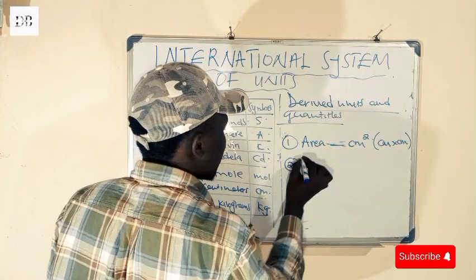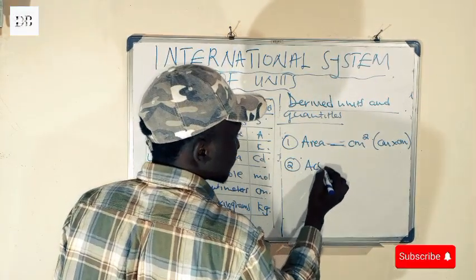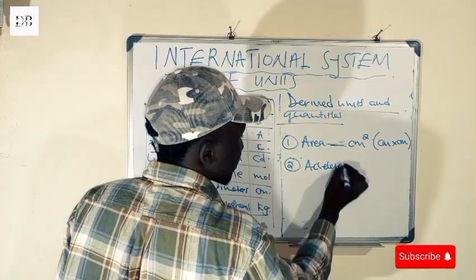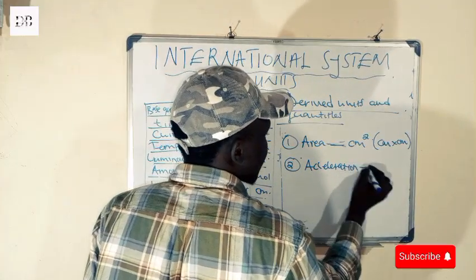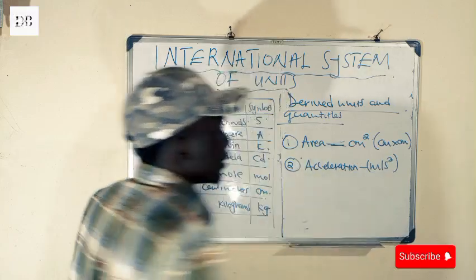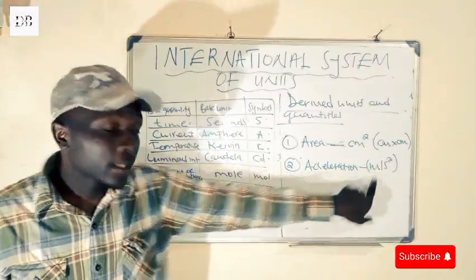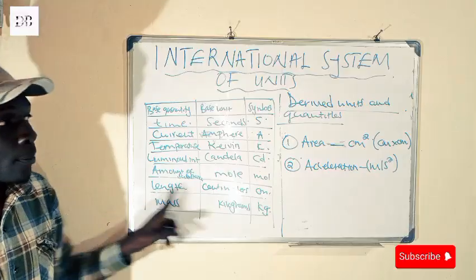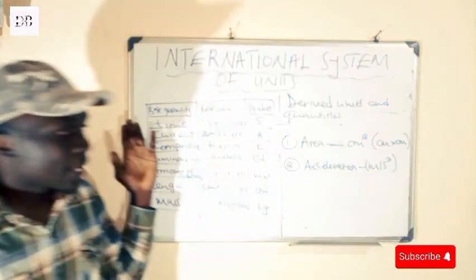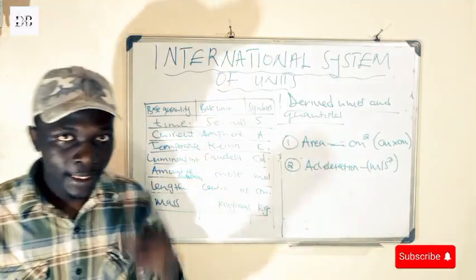Also, we have acceleration. Acceleration is measured in meters per second squared. We can see here that we have obtained a meter, which is length, and combined it with a second, which is time, and obtained our derived quantity, which is acceleration.